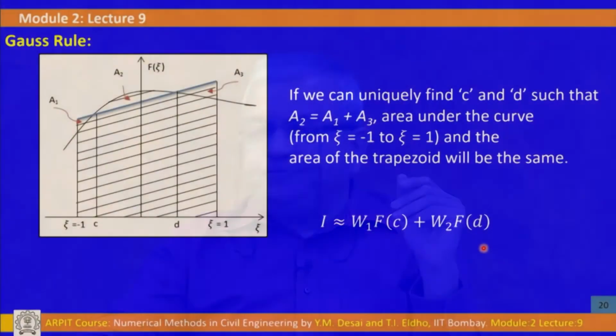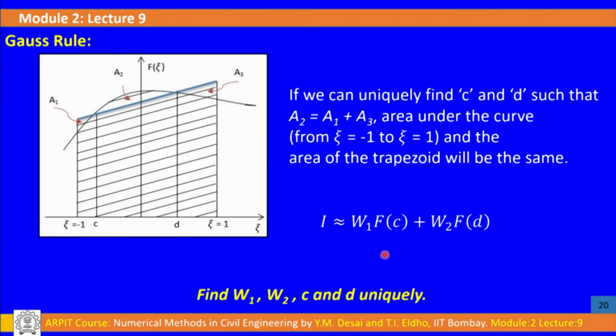For a specific type of integrand, yes, we can work out where the C and D should be and what should be the W1 and W2, the associated weights. So, now the question is, we have 2 plus 2, 4 parameters: W1, W2, and the locations of points C and D. So, we need to find these 4 quantities uniquely for a given type of integrand.